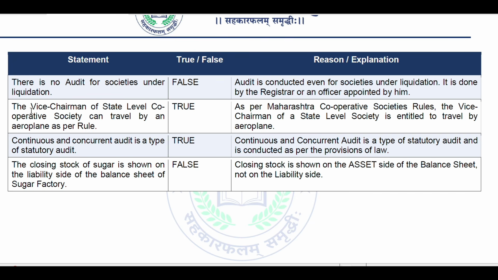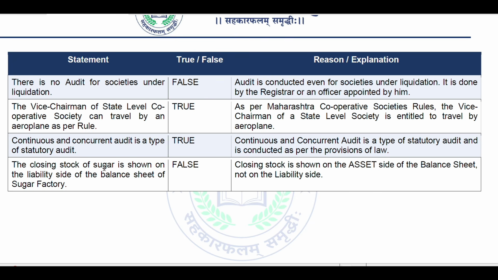The vice chairman of a state level cooperative society can travel by aeroplane as per rule. Yes, it is true. As per the Maharashtra Cooperative Societies Rules, the vice chairman of a state level society is entitled to travel by aeroplane for official duties or official work. Continuous and concurrent audit is a type of statutory audit. It is true, yes, because continuous and concurrent audit is a type of statutory audit, and it is conducted as per the provision of law.